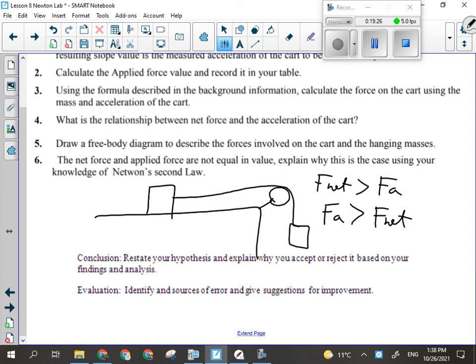Then conclusion, same as always. Copy and paste your hypothesis and tell me, does your data support what you said in the hypothesis? And then 2 sources of error. We made some assumptions in this lab. They might not be true. They may have affected the lab slightly, so you've got to talk about those.